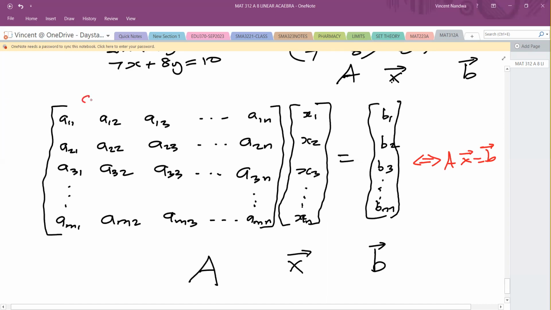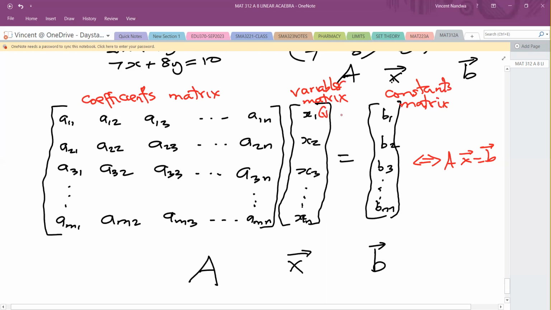So this is called coefficients matrix. This is what we call variable matrix. And this is what we call constant matrix. We can either call this one variable matrix or vector. We can call this constant matrix or vector.